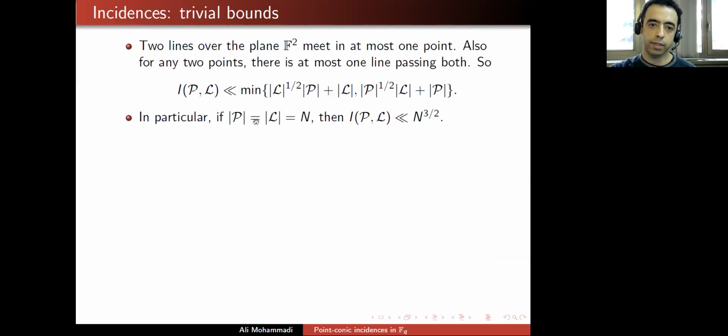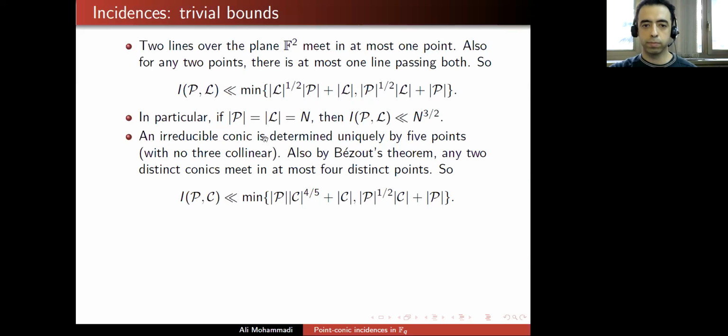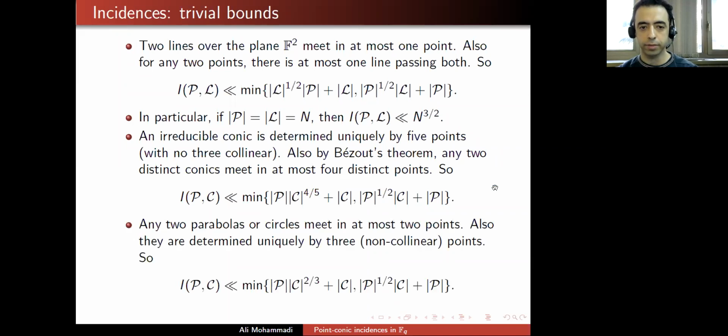It's very important to note that when P and L have the same size, then you get this n to the 3 on 2. The minimum of these two terms comes to n to the 3 on 2. So a general irreducible conic is uniquely determined by 5 points. It means that if you take 5 points and there are two conics passing through these 5 points, they must be the same thing. So no K52. Also by Bezout's theorem, any two distinct conics meet in at most 4 points, so no K25. And it gives this bound.